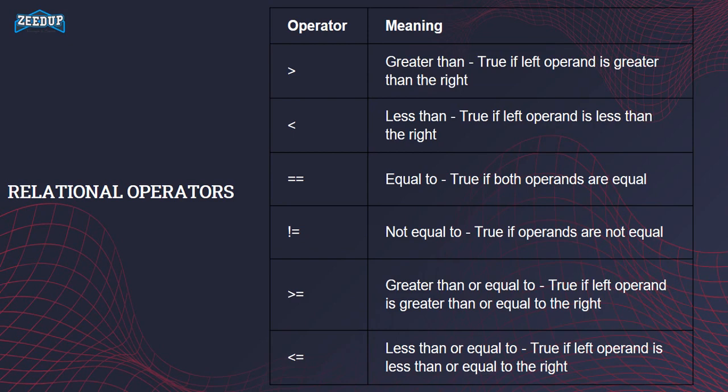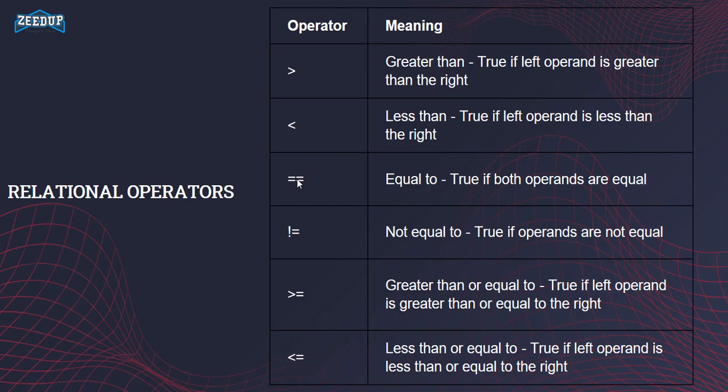Next we have the relational operators. These are the bunch of the relational operators given to us. First is the greater than sign, that is used to evaluate and give us a true value if the left operand is greater than the right. The second one is the less than sign, which is used to give a true value if the left operand is less than the right.